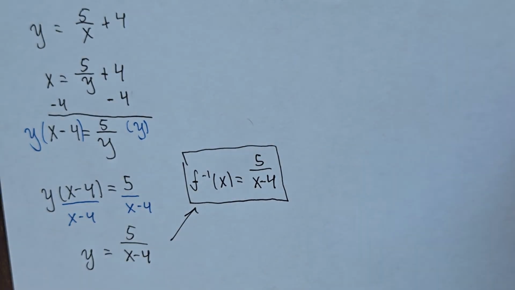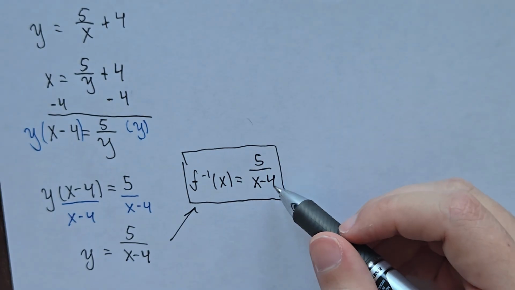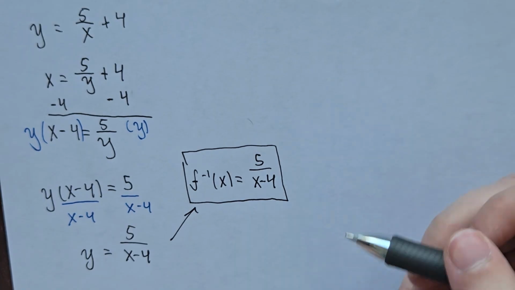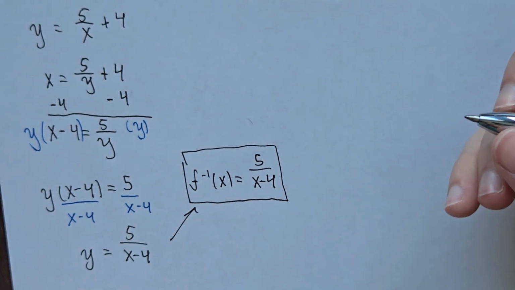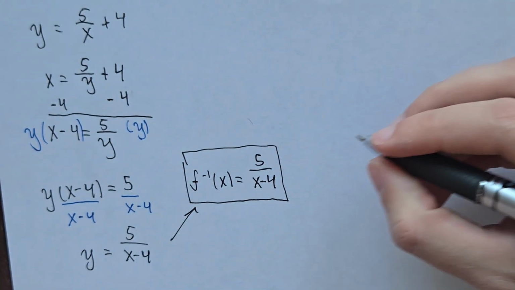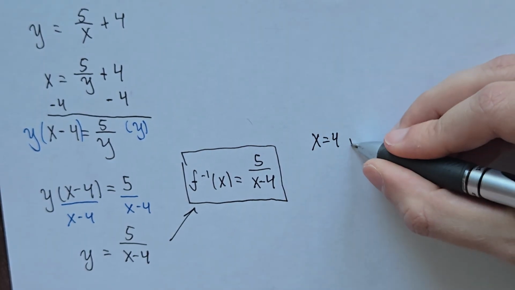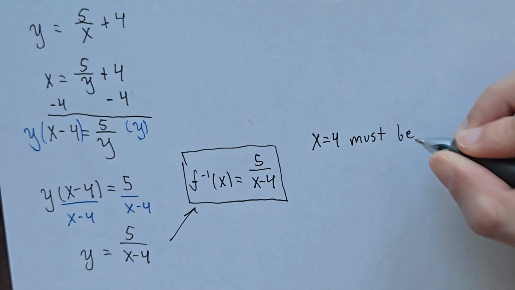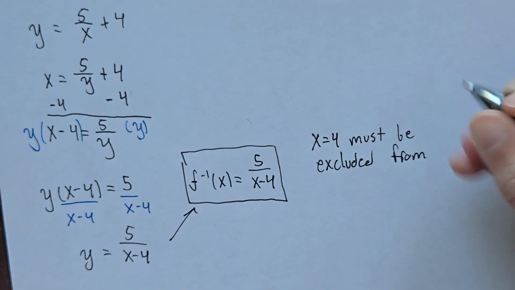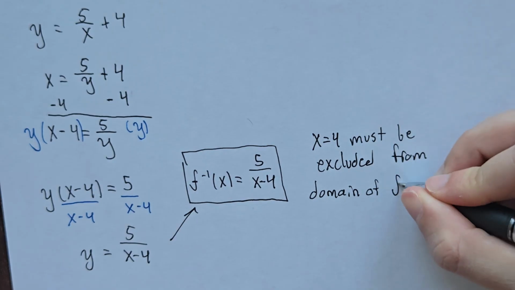Notice that this inverse actually does have a potential domain issue though, right? If I try to think about plugging 4 into this value right here, I'm actually unable to, because if I plug in 4, then that would lead to a 0 in the denominator. So I need to exclude x is equal to 4 from the domain. So you can make a note of that. You can say x is equal to 4 must be excluded from specifically the domain of f inverse, right?